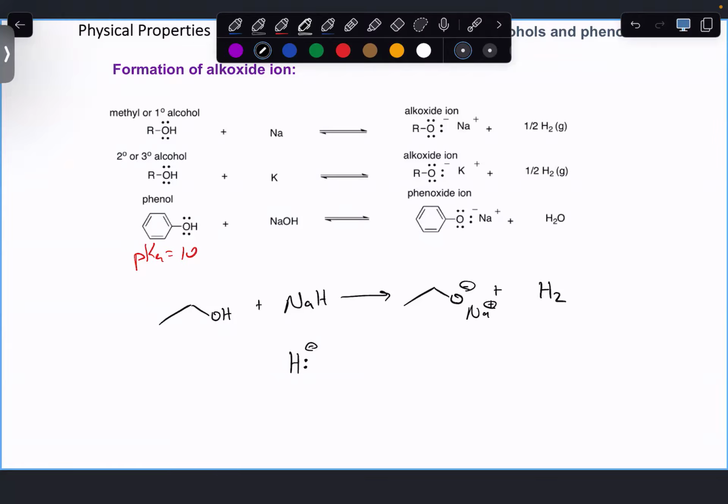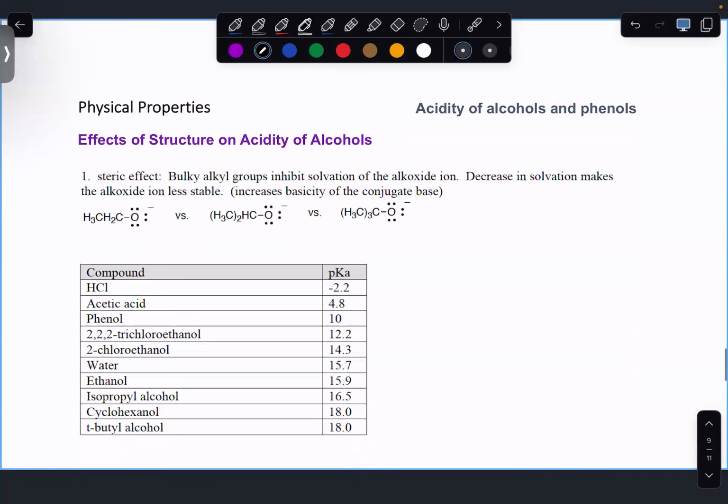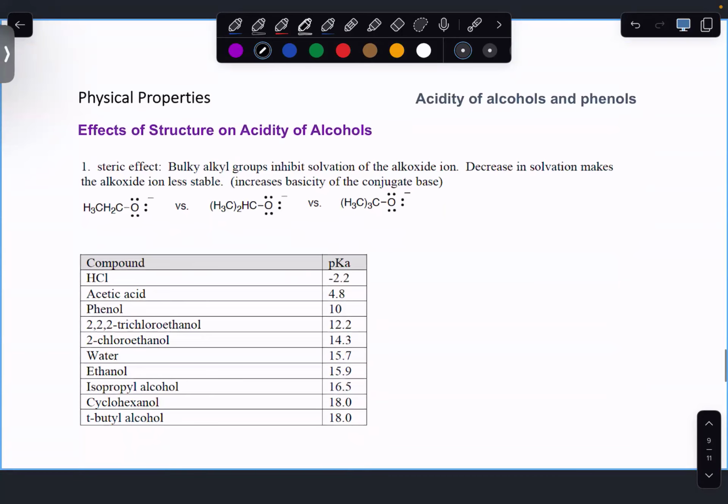All right, so let's look at some structural features that affect acidity here. Sterics are important. The more bulky the alcohol is, the less acidic it is. And that has to do with, so if you consider something like alkoxide versus tert-butoxide.